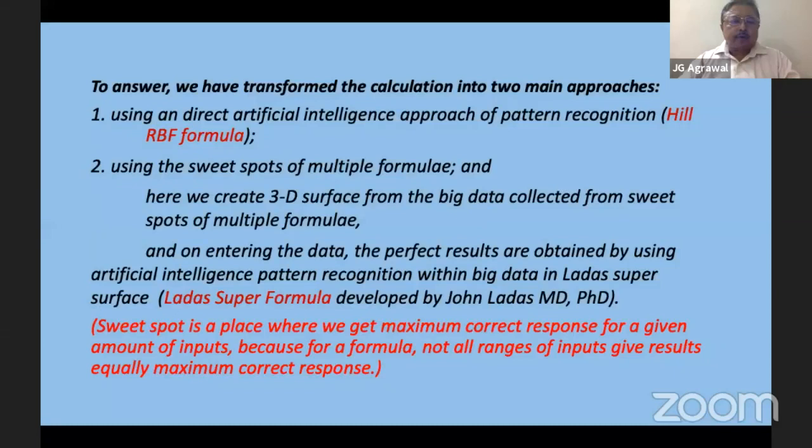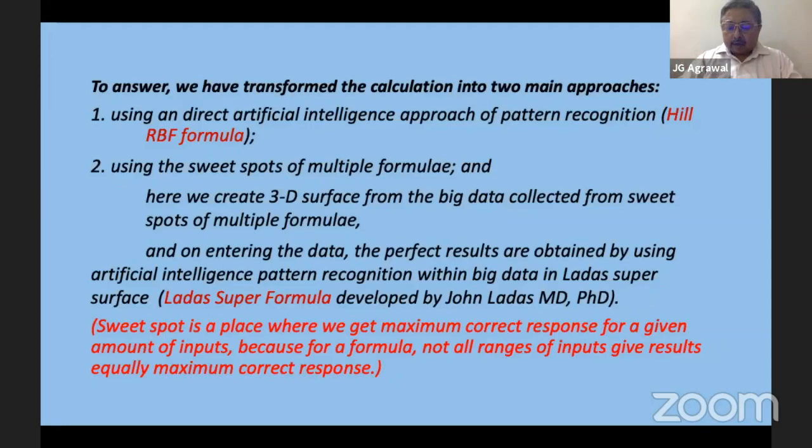Using the direct artificial intelligence approach for pattern recognition, that is used in the Hill RBF formula, and using the swept source multiple formula, here we create the 3D surface from the big data collected from the sweet spots of multiple formulas. Sweet spots are the places where we get the maximum correct responses for a given amount of inputs, because for a formula, not all the ranges of input give equally maximum correct response. After creating these surfaces, we enter the data and the perfect results are obtained by using artificial intelligence pattern recognition within the big data in LADAS super surfaces. This is developed by John LADAS.